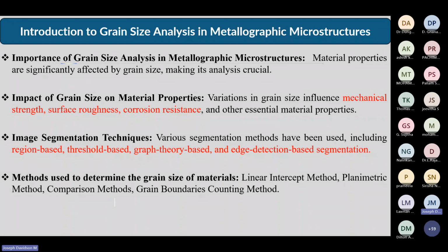So next is the introduction to the grain size analysis. As the core area that we have chosen for this ML model is metallographic microstructures, obviously the grain size. Those who are from mechanical, chemical and metallurgy will appreciate that the material properties will be guided or influenced strongly by its grain size. It affects the strength, its surface roughness, corrosion resistance and all other material properties.